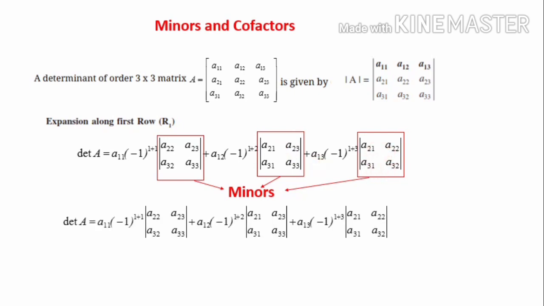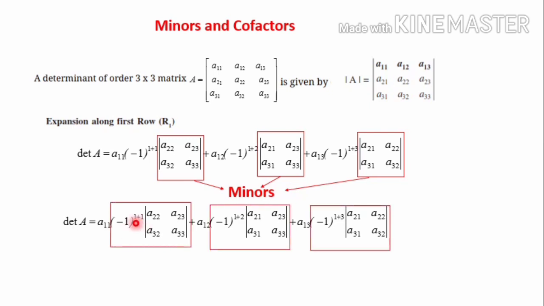Once again, in the expansion, when you check the elements along with minus 1 the whole power row value plus column value into the determinant, and here also minus 1 the whole power row value plus column value along with the determinant, and here also minus 1 the whole power row value plus column value and the determinant. These terms together we call the cofactors of A11, A12 and A13.